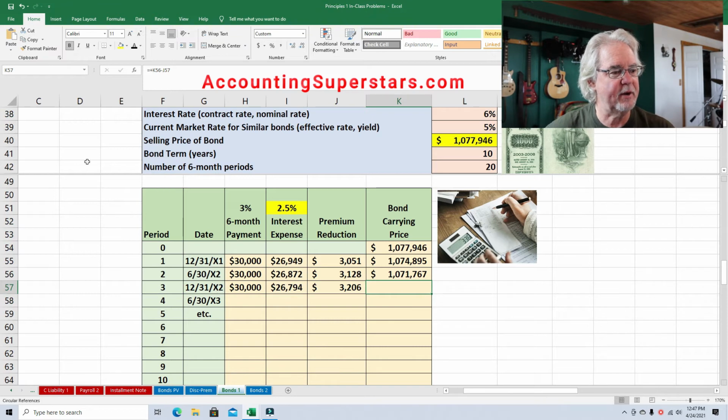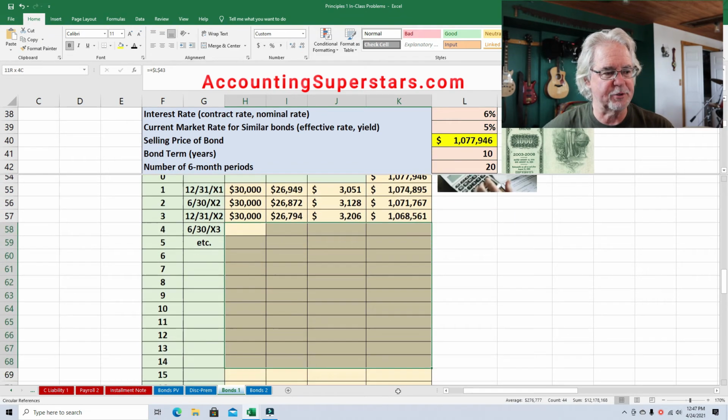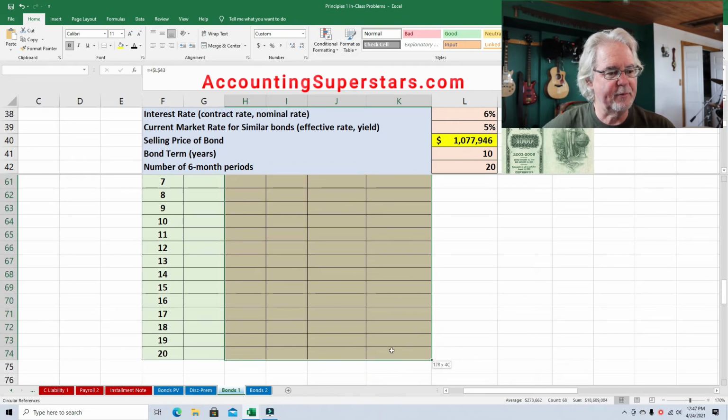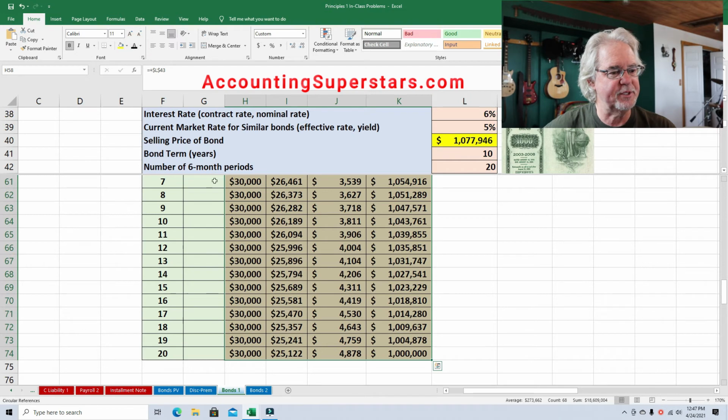There we go. The bond carrying price. There it is, 1,068,561. We got that by taking the previous bond carrying value minus the premium reduction. And there it is. So I hope you got that. It's really easy. And all amortization tables work the same. So I'm going to just fill in the numbers here.